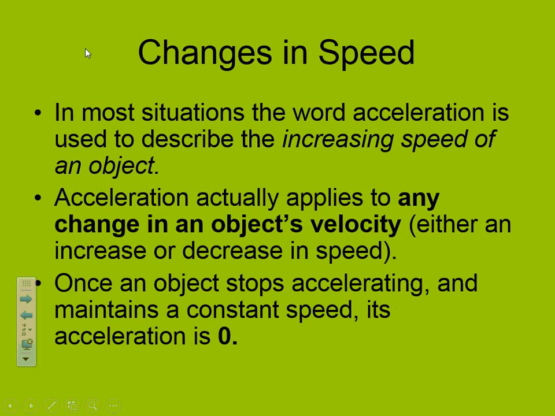So once an object stops accelerating, it maintains a constant speed. If you are driving down the highway on cruise control at 55 miles per hour, is your speed changing when you're on cruise control? No. If your speed is staying the same, is it changing? No. If your speed is not changing, do you have any acceleration? No. Acceleration only happens when your speed is changing. So something to think about.